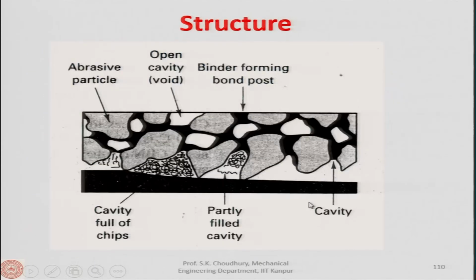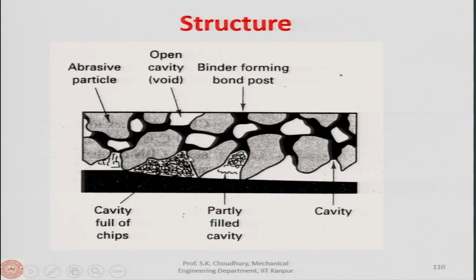Next to grade is the structure. Here, in a very enlarged way, the surface of a grinding wheel is shown, and you can see that in between the grains there is a void. A void is the space to accommodate the chips, like in the case of the milling cutter. In the milling cutter, as I showed you when we discussed up milling and down milling, between the teeth there is a space called the void, and in those voids the chip is accommodated.